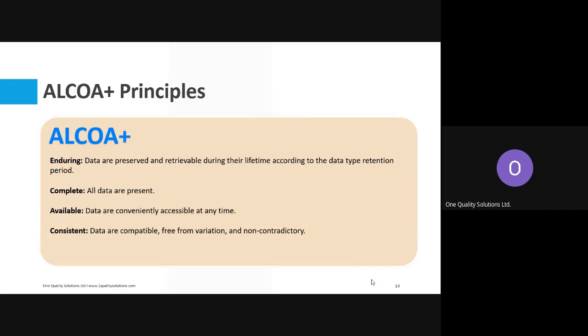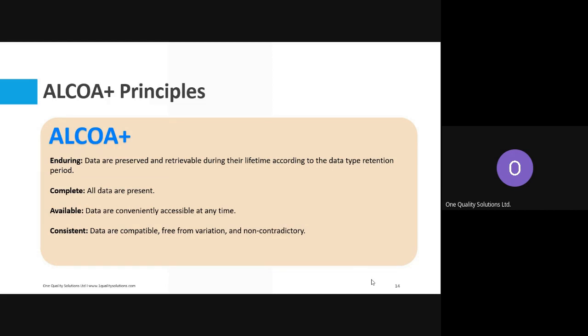Next one is available. Data should be conveniently accessible, meaning stored or archived data needs to be accessible at any time. For example, for investigation or risk assessment purposes, we need previous batch documents or previous reports. So we need to collect them from the archive and review them for our report or risk assessment. So it should be accessible.